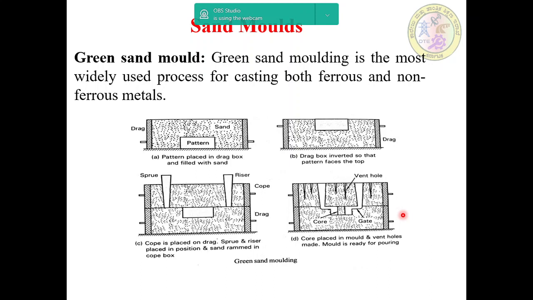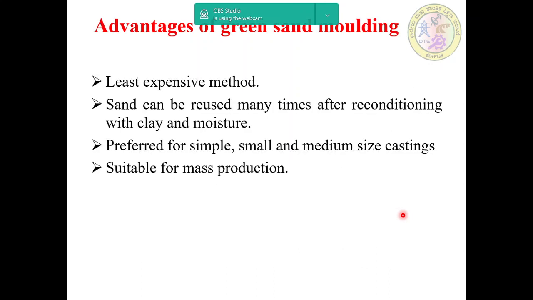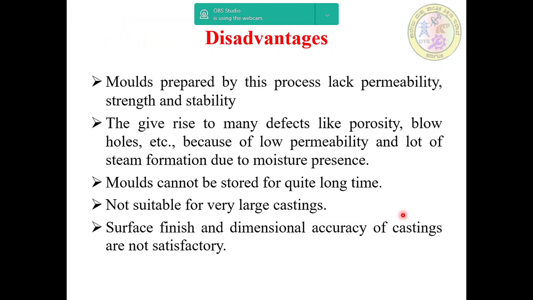In green sand molding, these are the advantages. This is the least expensive method. Sand can be reused many times after reconditioning with clay and moisture. It is preferred for simple, small and medium sized castings, and suitable for mass production. These are the main advantages of green sand molding.